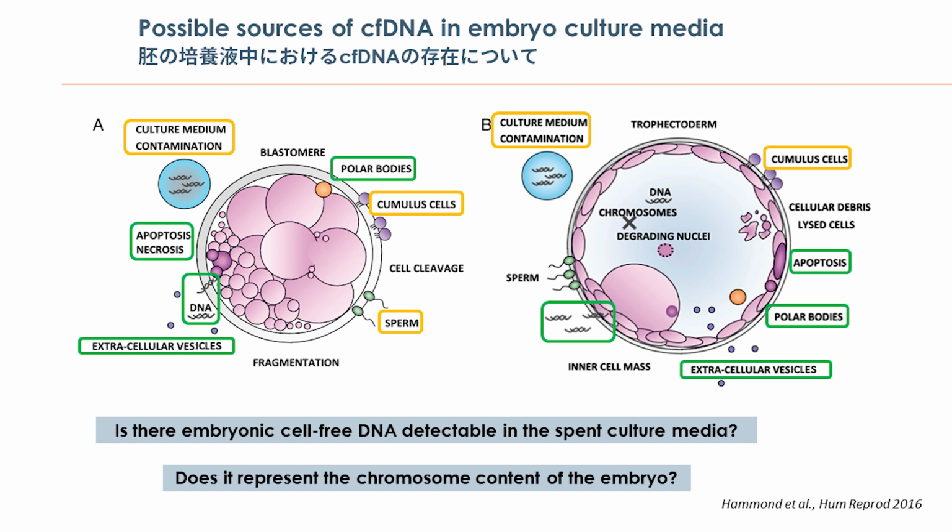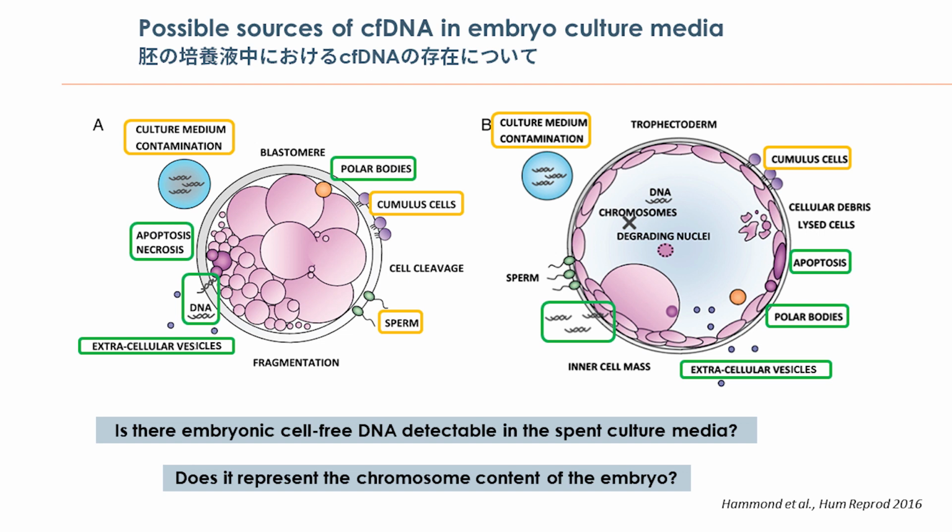At blastocyst stage, we are not so worried about apoptosis and necrosis due to fragmentation. We are not really worried about the sperm because the sperm is not amplifying in the protocols we are using for NGS. But we are really worried about the cumulus cells and about the culture media contamination.